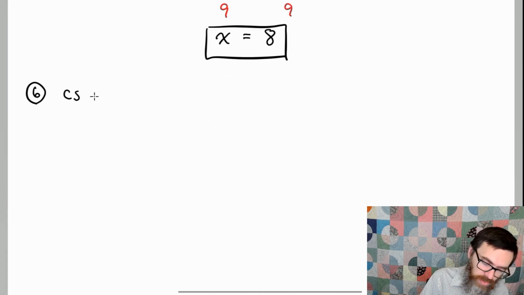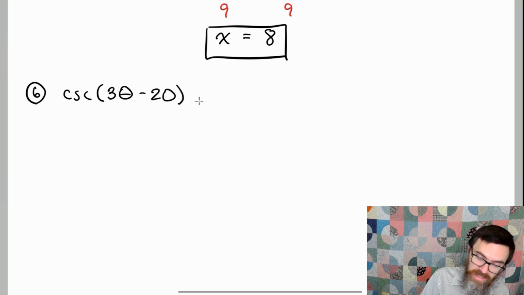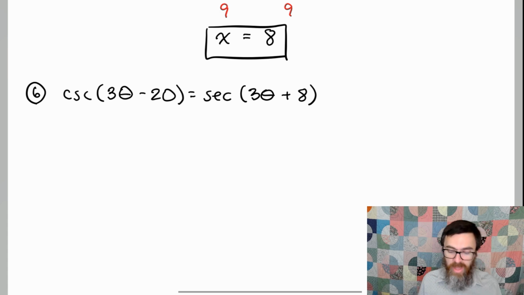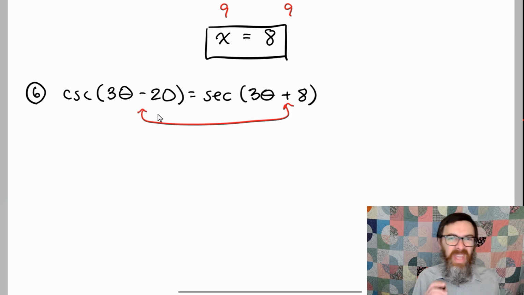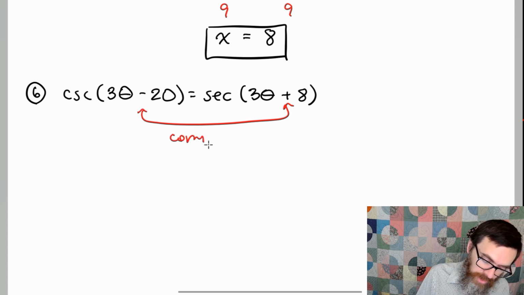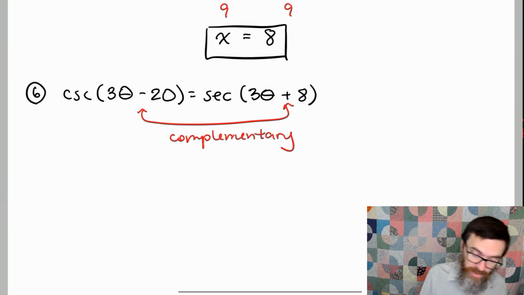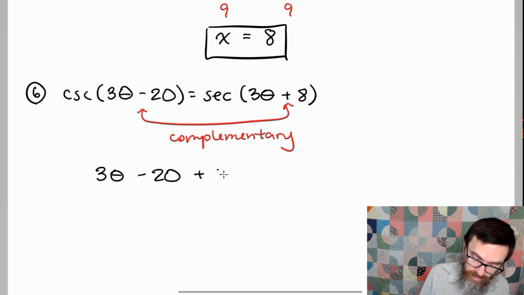So if I have the cosecant of 3 theta minus 20 is equal to the secant of 3 theta plus 8. Again, in order for cosecant and secant to be the same, the angle measures inside must be complementary. So that means we get to set up our equation. 3 theta minus 20 plus the other measure, 3 theta plus 8, is supposed to equal 90.